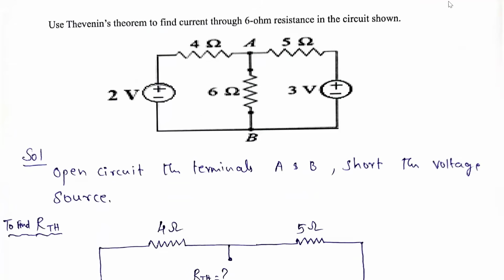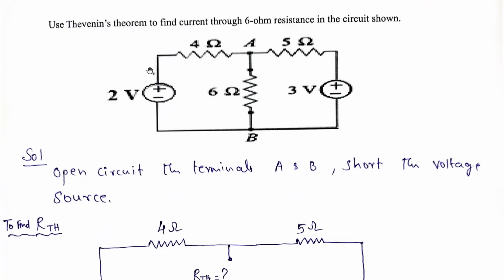Very good morning, all. Today we are going to see a problem of Thevenin's theorem. Take down this problem. Use Thevenin's theorem to find the current through the 6 ohm resistor as shown in the figure.